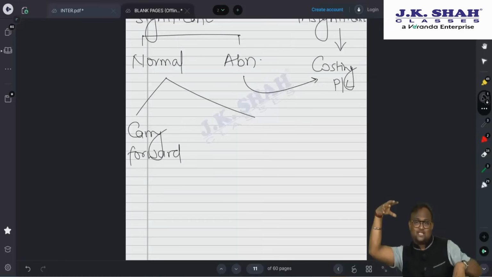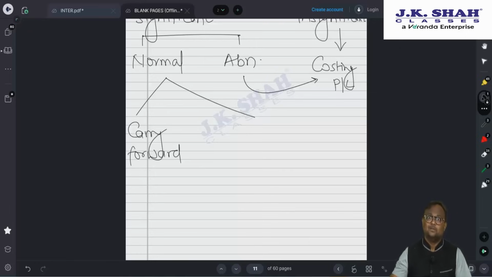Current year's under, next year's over. It will be set off. What if there is no over absorption in the next year? Third year, going concern, basic fundamental accounting assumption.